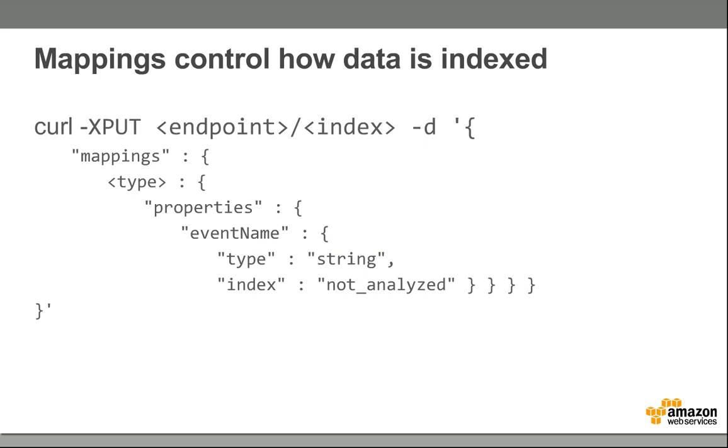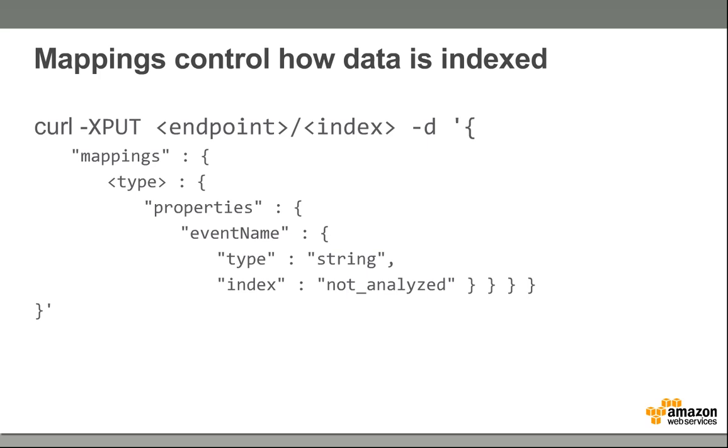Once you have a mapping established for a particular field, you can't change that mapping without reflowing the data. So the simple way to do mapping is to simply PUT to your index. The endpoint there, again, is the Elasticsearch endpoint. The index is a particular index within Elasticsearch. You set the mappings, and you add a type there. That type is a stand-in for a name.